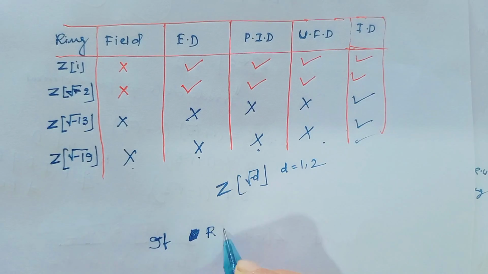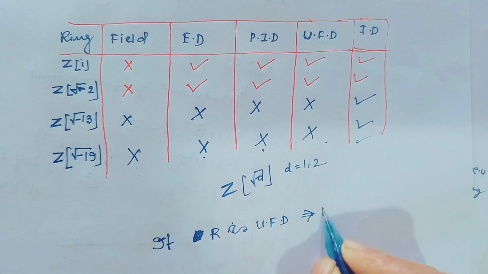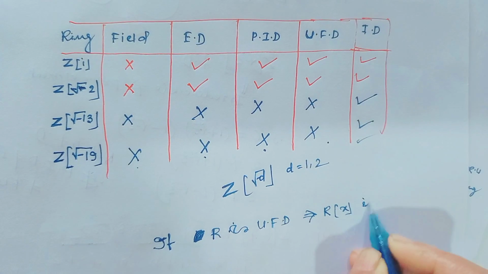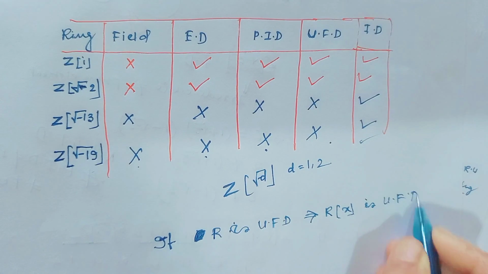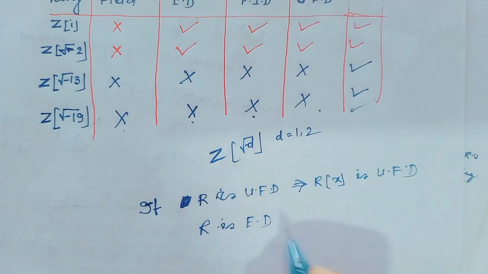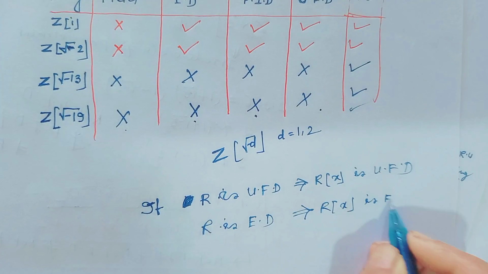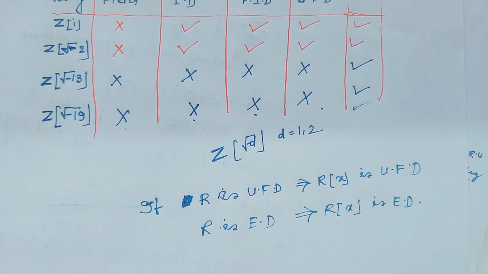If R is U.F.D, then that implies R[x] is U.F.D. This is because if R is a Euclidean domain, then that implies R[x] is a Euclidean domain. Okay, I hope all my viewers have understood clearly what a unique factorization domain is and all the properties of unique factorization domain.